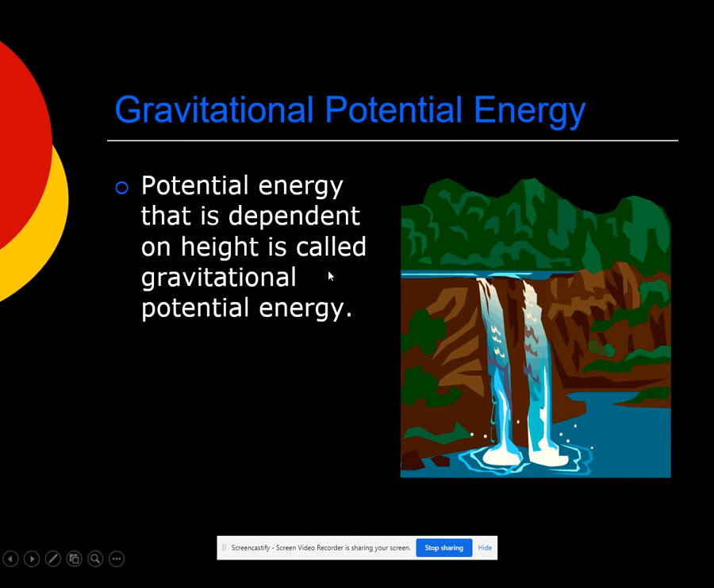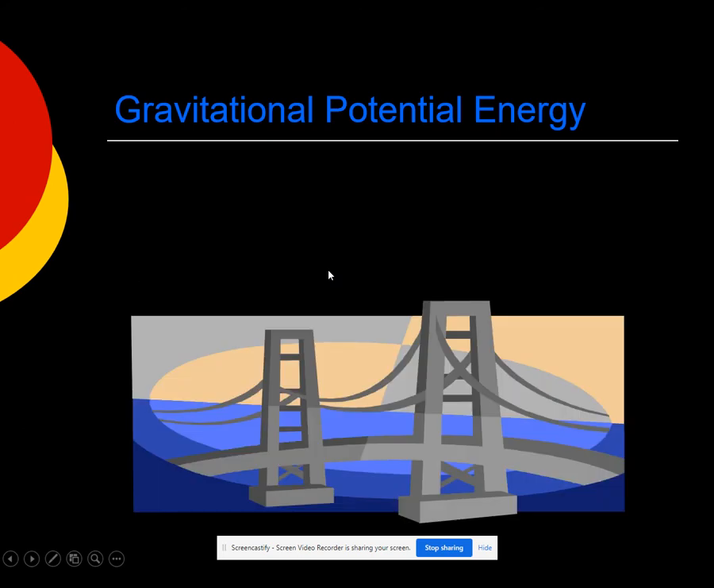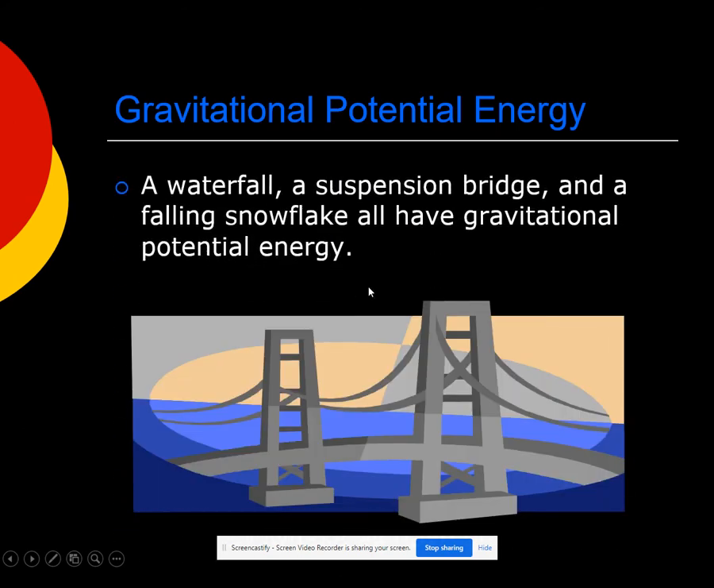So the higher something is, the more GPE it has. So things like the waterfall, like we said, a suspension bridge, falling snowflake, me standing on top of a desk, all of those examples, the object would have gravitational potential energy. Or simply put, if it's not standing or laying on the ground, it has gravitational potential energy because it could fall to the ground. It has potential to fall. And the higher up you are, the more GPE you have.